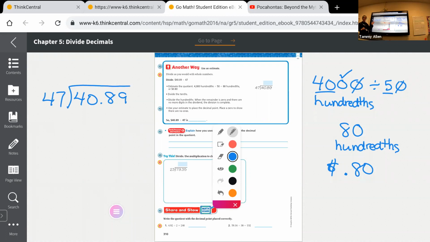Because this is a whole number, we don't need to move our decimal point around anywhere. It's just going to go right up here. Is 47 going into 4? No. Is it going into 40? No. So we have to go over to the tenths place. Because our estimate was 80 cents, we're going to try 47 times 8.